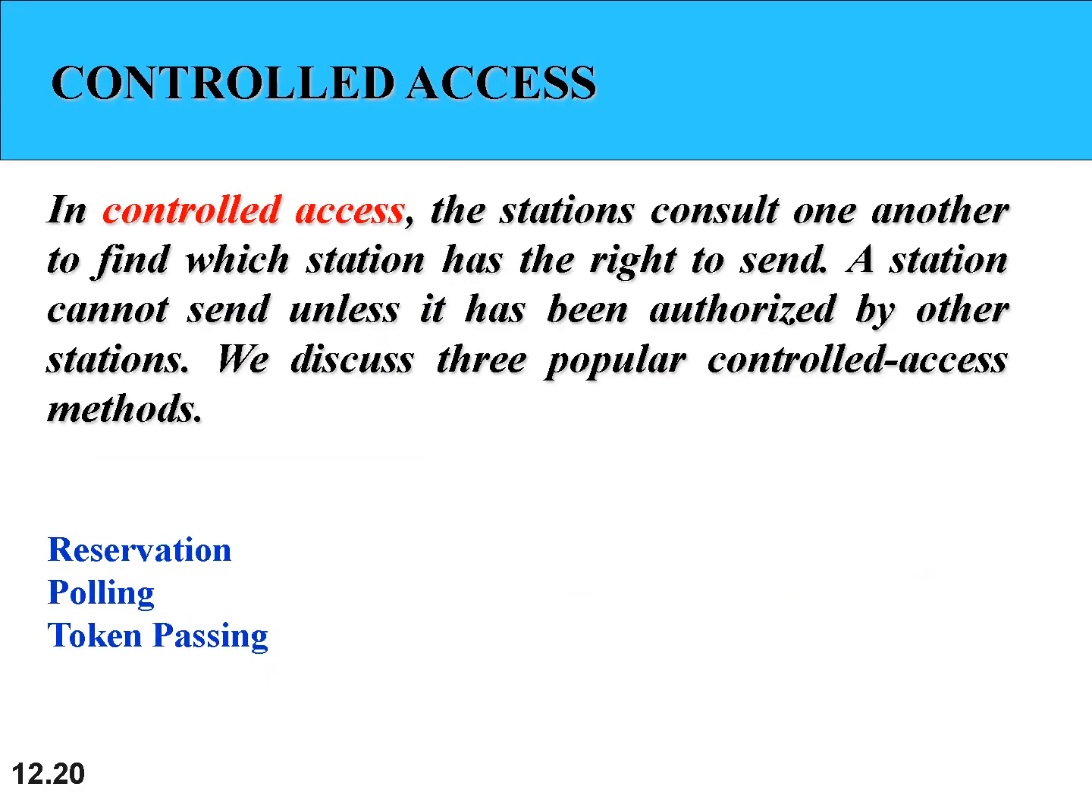The next main classification of multiple access protocol is controlled access protocols. In controlled access, the stations consult one another to find which station has the right to send. A station cannot send unless it has been authorized by other stations. So we discuss three popular controlled access methods. They are reservation, polling, and token passing.